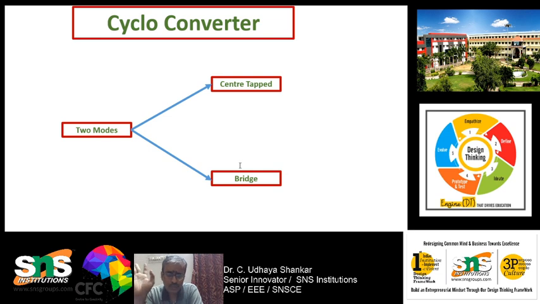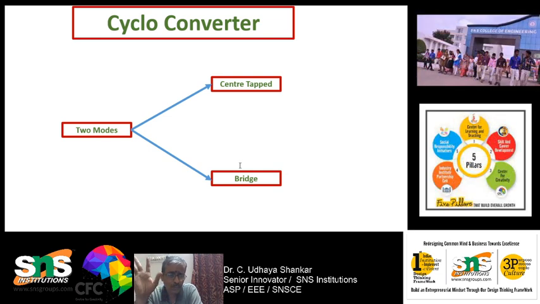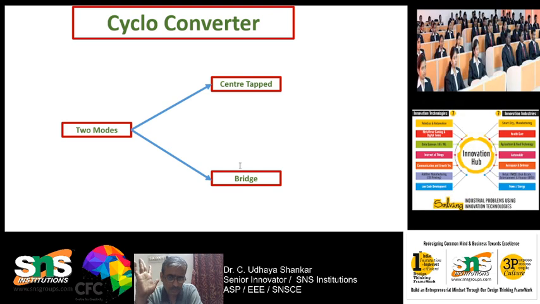So here we will be discussing only the step down cycloconverter. What is a step down cycloconverter? It is nothing but a converter whose output frequency will be less than the supply or input frequency, and natural commutation is used in order to switch off the devices. That is called a step down cycloconverter.